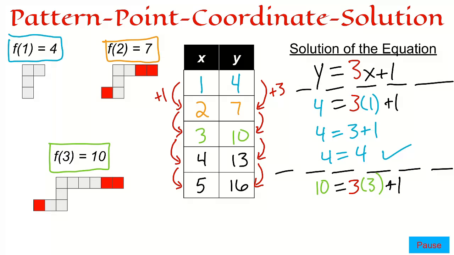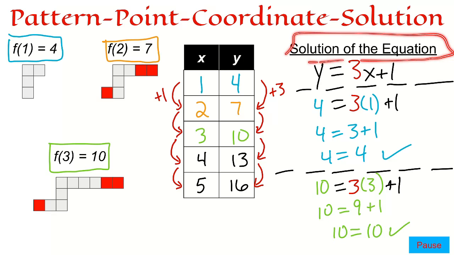So on the right, 3 times 3 is 9, and then we have plus 1. And then 9 plus 1 is 10, so 10 equals 10. So a solution to an equation is a point that makes the equation true.